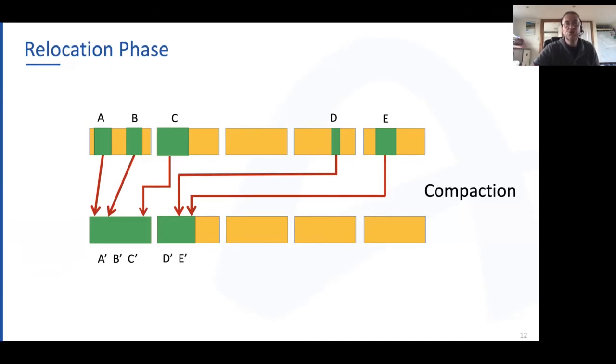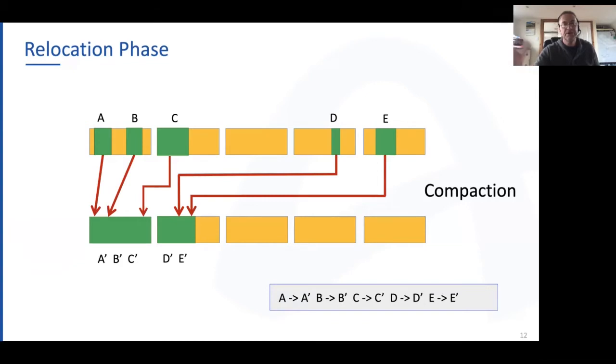Now, in terms of the new position of those objects, we record this information in a side table. So we'll say that A has moved to A prime, B has moved to B prime, and so on.